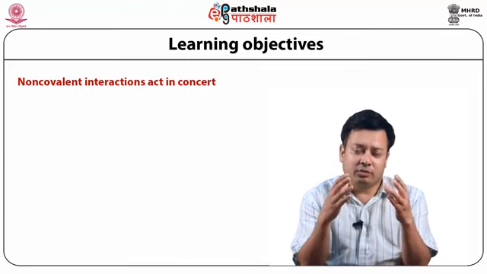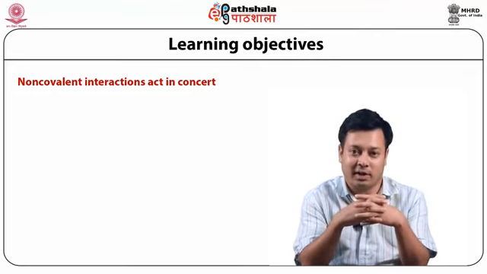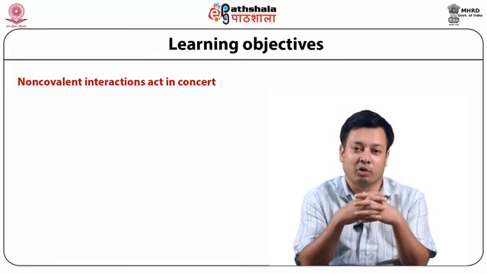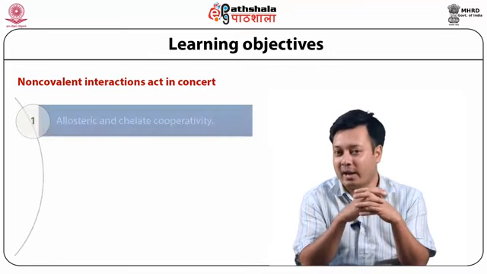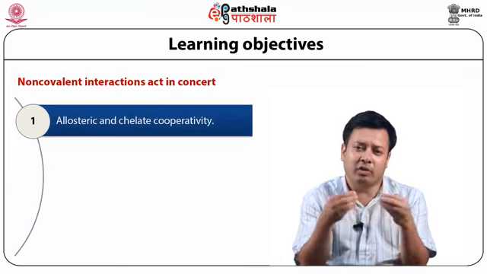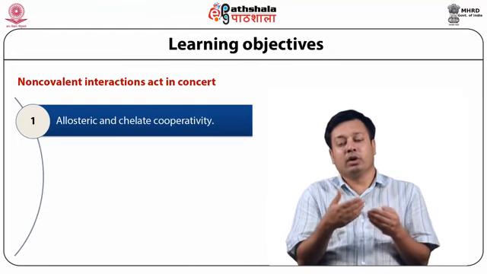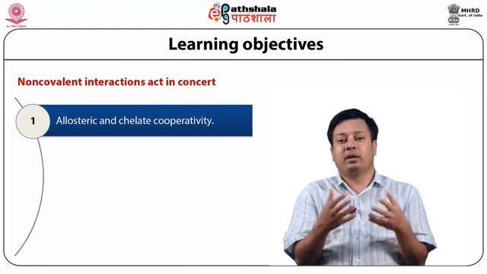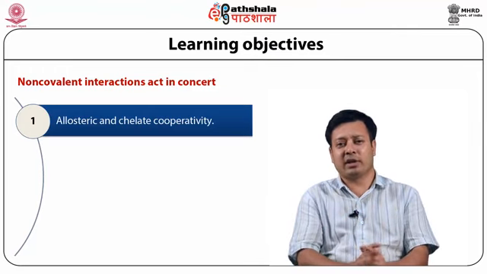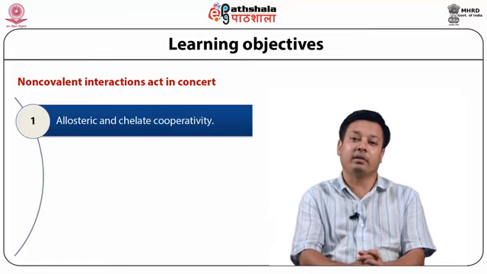First of all, we would like to look at what are the different types of cooperativity effect present in synchronizing such kind of non-covalent interactions. We look into allosteric interactions, we look into chelate cooperativity, and when we look into chelate cooperativity and allosteric cooperativity, we would go deep and look at the Hill coefficient, Hill plot, and interaction parameters from that.